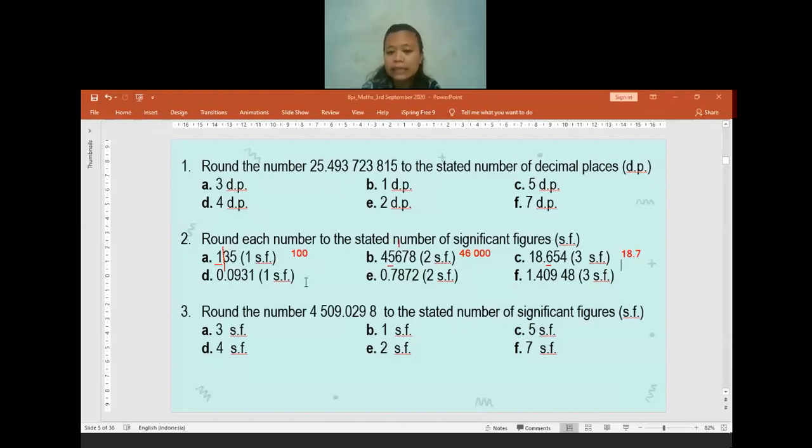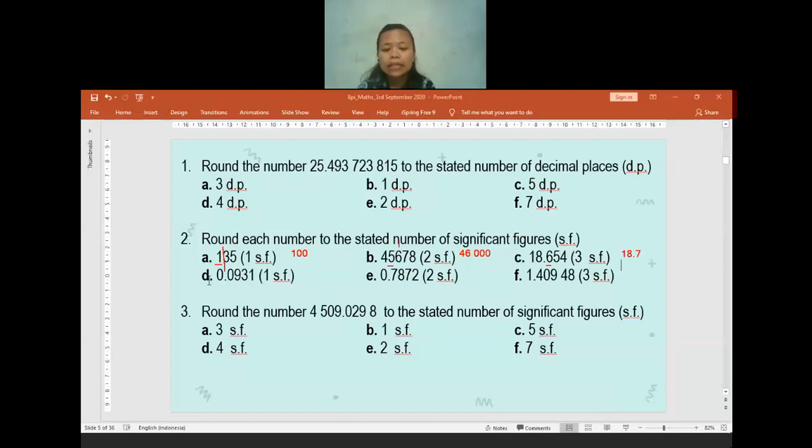So far, is there anyone who is still confused up to question C? So far? No? Okay. Is there anyone who wants to tell me anything before I move on? No? Okay. If you have no questions, I will move to question D.